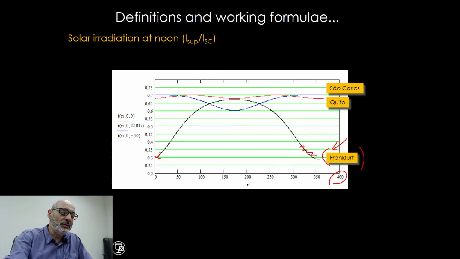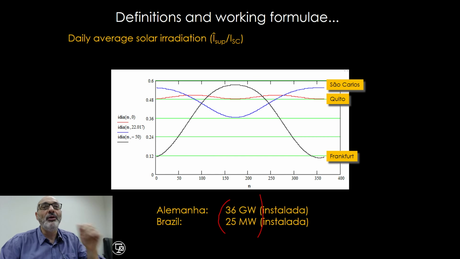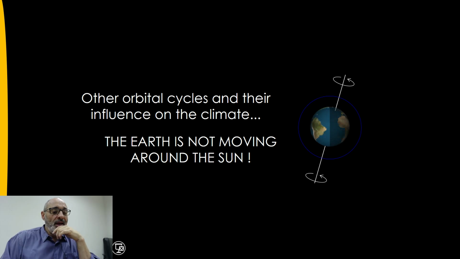And even though the solar energy is very small during winter, they have, I don't know, 100 times the amount of solar power plants, photovoltaic or thermal, in Germany. 100 times more than we have here in Brazil, even though they have much less energy during winters, okay? Yeah, I have these numbers here. It's one order of magnitude different, okay?